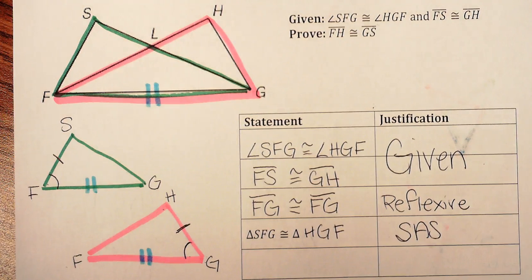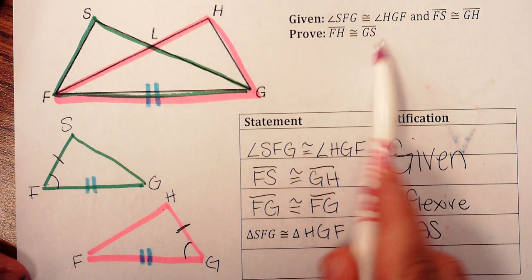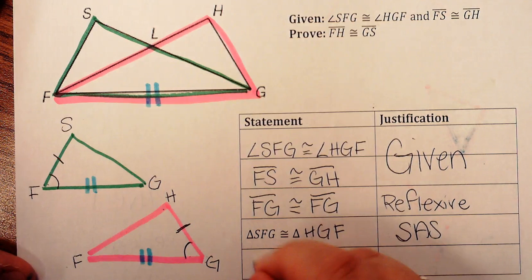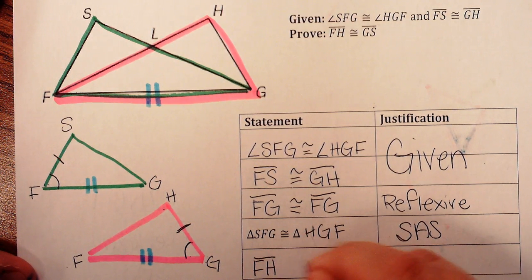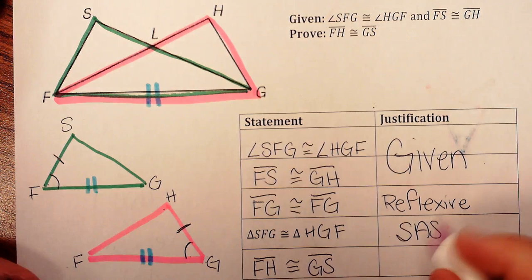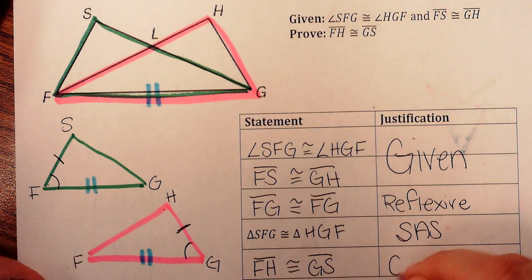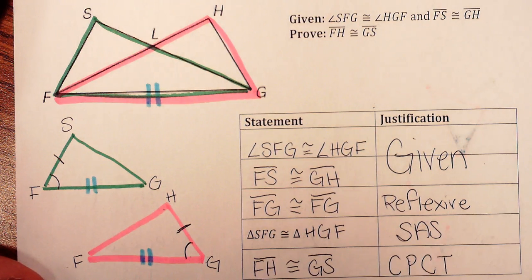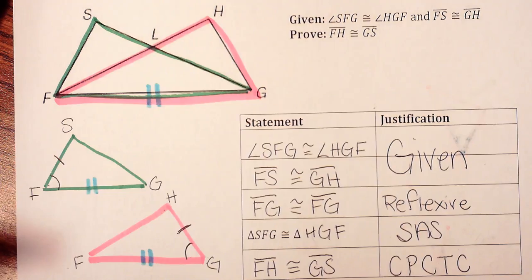And so now I've shown these two overlapping triangles are congruent, so even though we didn't know this, it's going to force any other corresponding sides or angles. So FH and SG or GS, those are going to be corresponding parts. We showed the triangles are congruent, so even though we didn't know it, it forces these segments to be congruent as well. And the justification is corresponding parts of congruent triangles are congruent, since we showed the triangles were congruent.